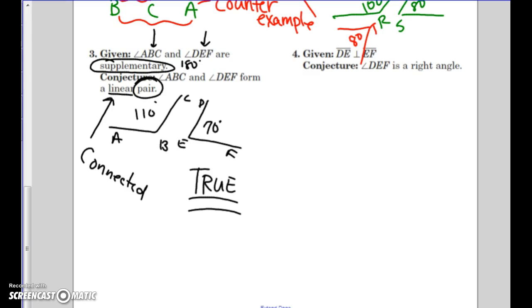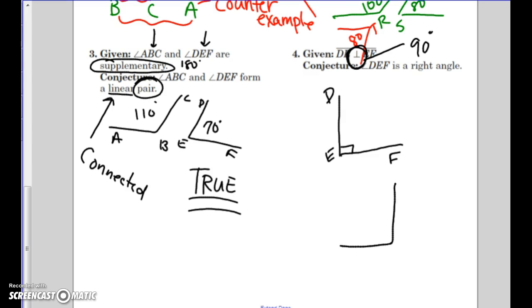Okay, and what about number 4? DE. What is that symbol right there? Which means what? 90 degrees. Is angle DEF a right angle? Yes. Can I draw it differently? Yes. I believe so. I don't know. Well, I could draw it like this. You draw it facing the other way. Draw it upside down, but it's still 90 degrees.